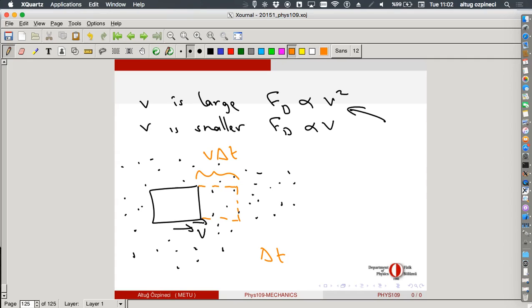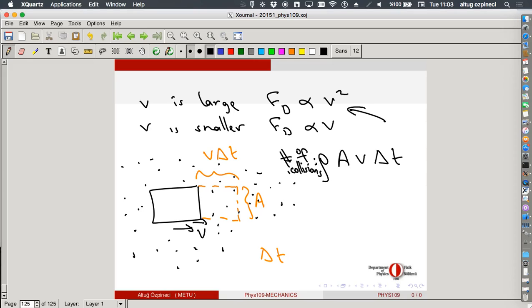So my box collides with all the molecules within this volume. Now, what is this volume? This is A. The volume of this object is the area times the height, so it's area times v times delta t. The number of molecules that it hits is just the density times this number. This is the number of collisions.